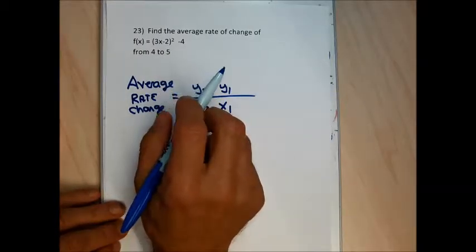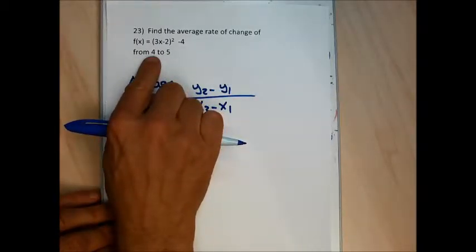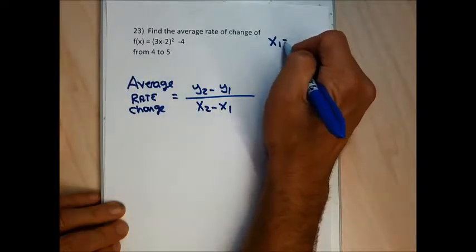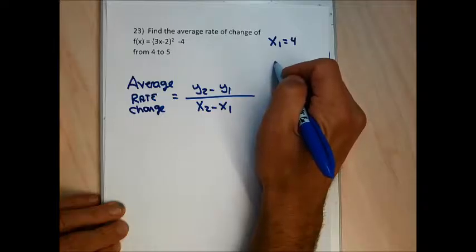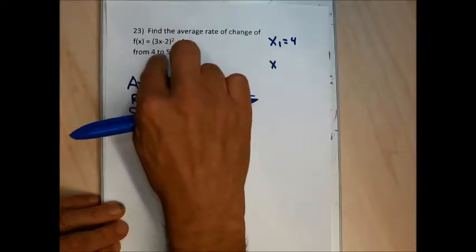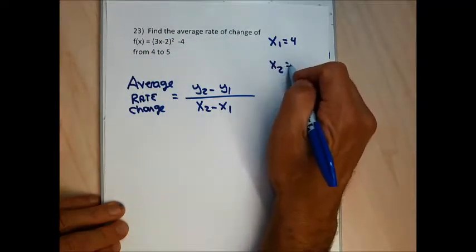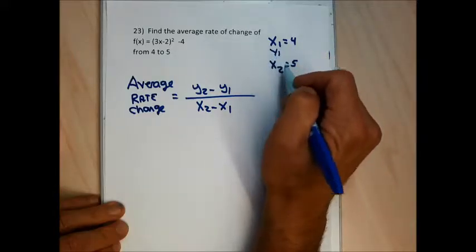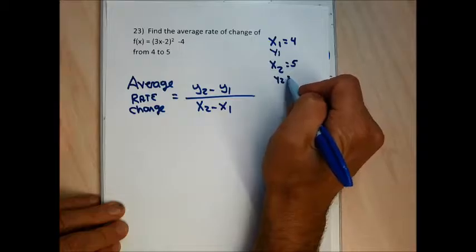And in this problem, the two numbers that are given are the x1s and the y1s. So x1 is going to equal 4, and it's the x1 and x2, and x2 is going to equal 5. In order to get the y1 and the y2, I'm going to need to plug those numbers into the function.